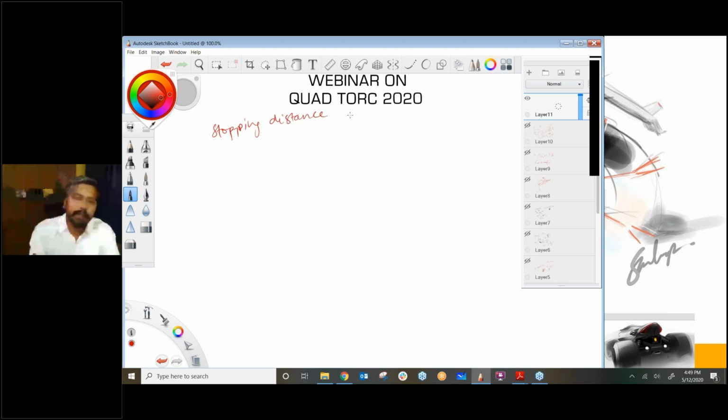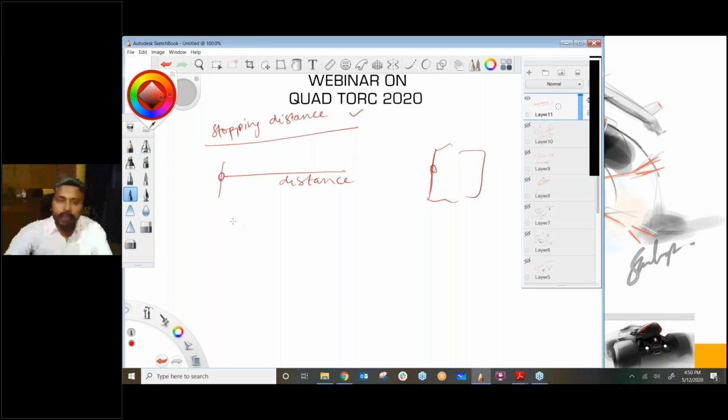At the same time, if the reverse condition happens, as of now this is the front part and you are accelerating. If too much load transfer takes place from front to rear, that means your front wheels will lift up. And at the time of braking, suppose you are stopping the vehicle and your rear portion lifts up off the ground. So again the same problem.